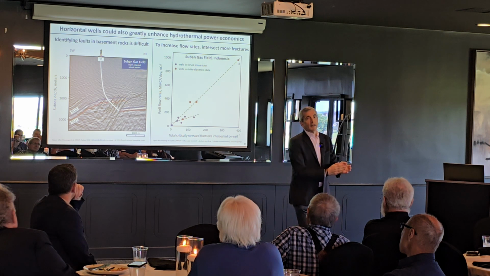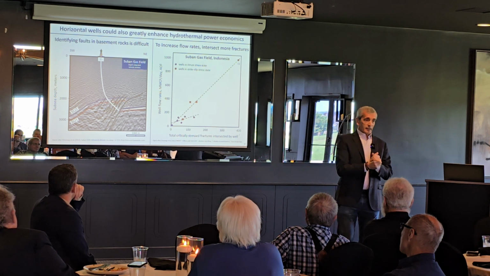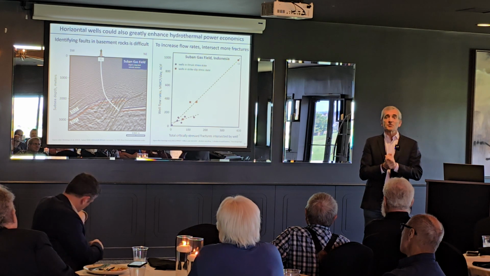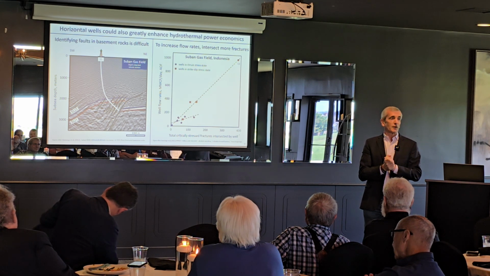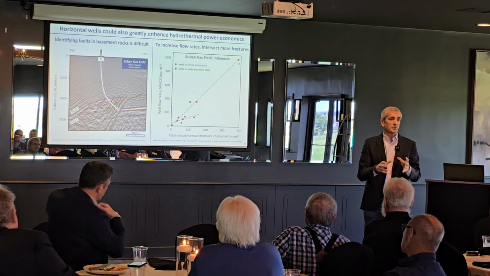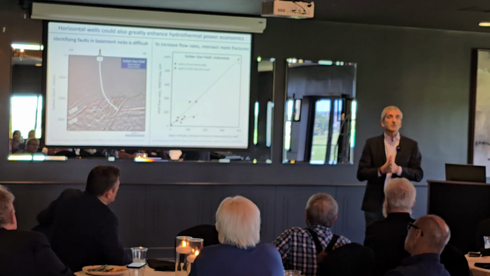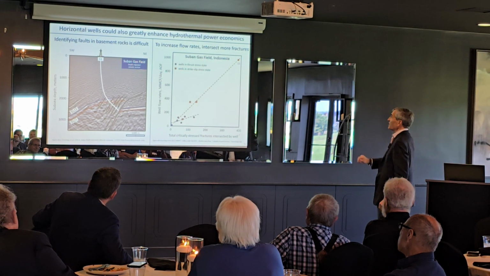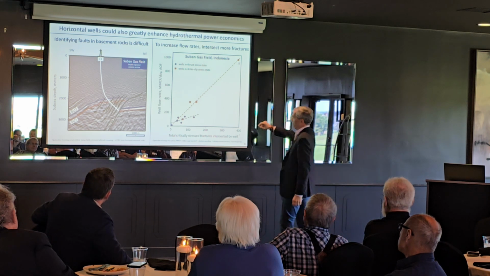And guess what? The flow rate per well is incredibly strongly dependent on the number of fractures you intersect. And how do you intersect fractures most efficiently in the subsurface? Well, most fractures are fairly steeply dipping. You want to go horizontal if you can. That's demonstrated by this information here.